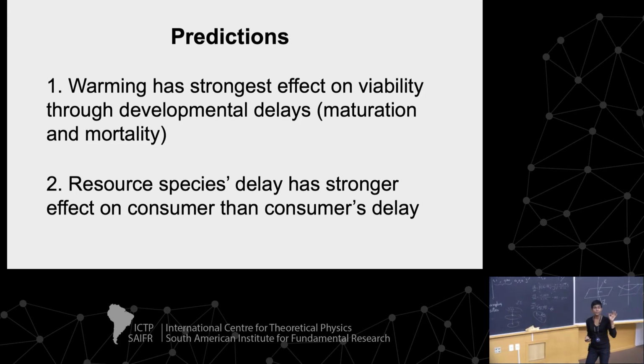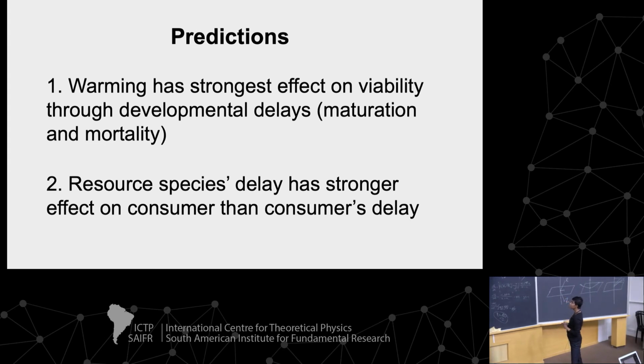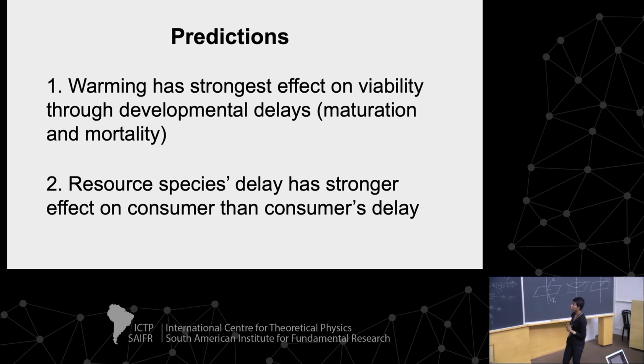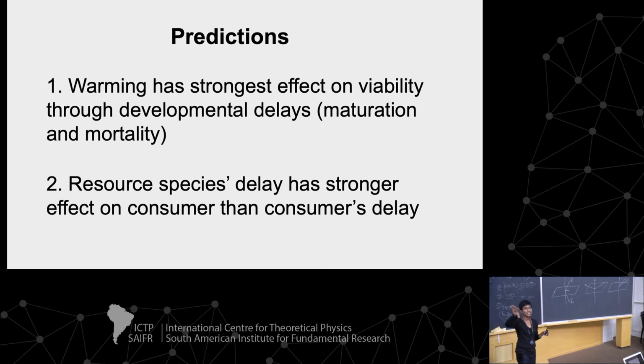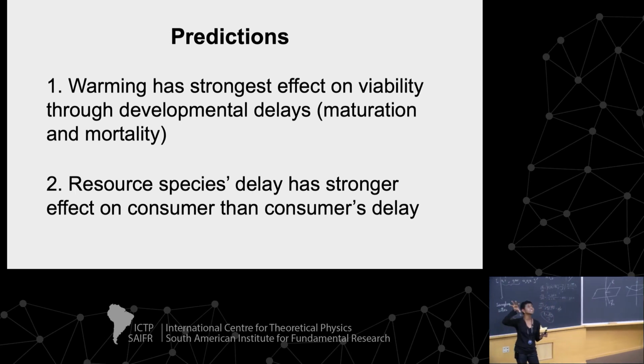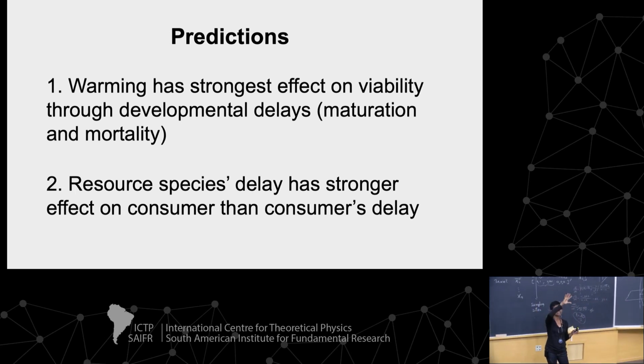And we are going to predict that the resource species delay has a stronger effect on the consumer than the consumer species delay, because we saw from that analysis the resource species delay appears as a linear and additive term, whereas the consumer's delay appears only in the exponent in the denominator.